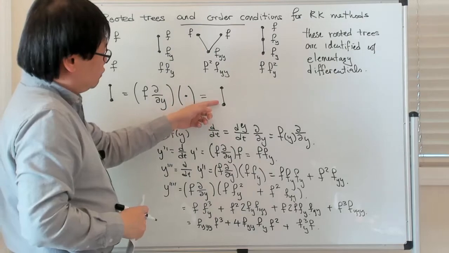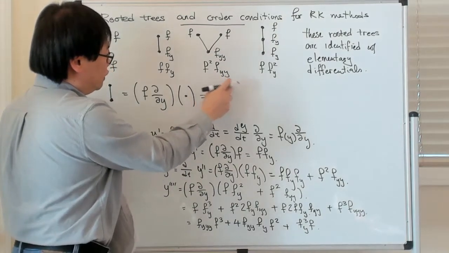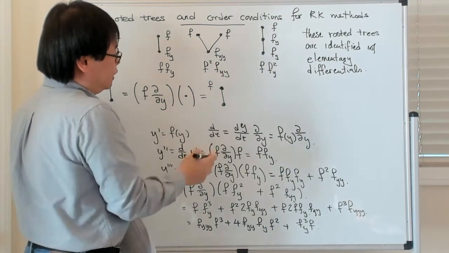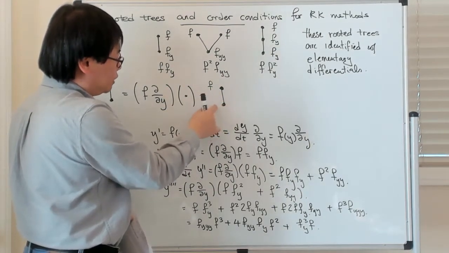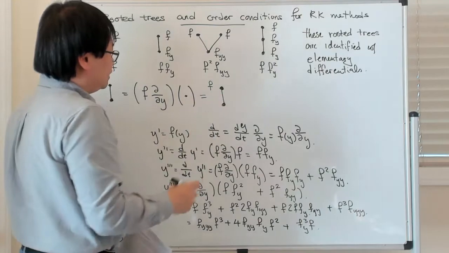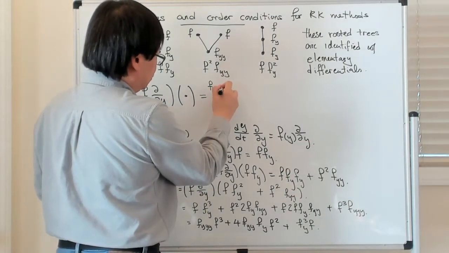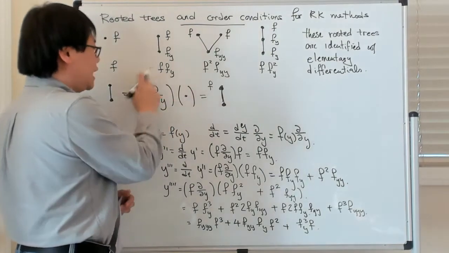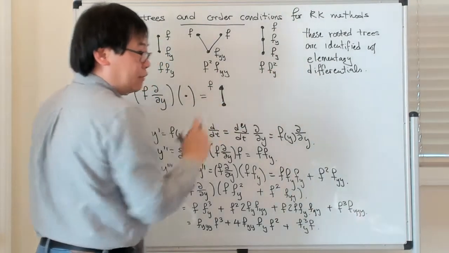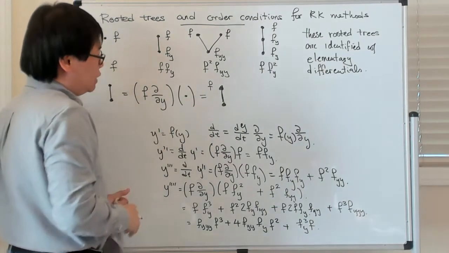You might ask, what happens when I append a branch which doesn't connect to anything else? This piece is associated with f, and when I added this branch to the object below, I differentiated with respect to y once. So that's perfectly consistent. This idea of grafting this branch to the existing object corresponds exactly to what you would expect via the identification between trees and elementary differentials. It encodes exactly the action of f d/dy acting on that branch.